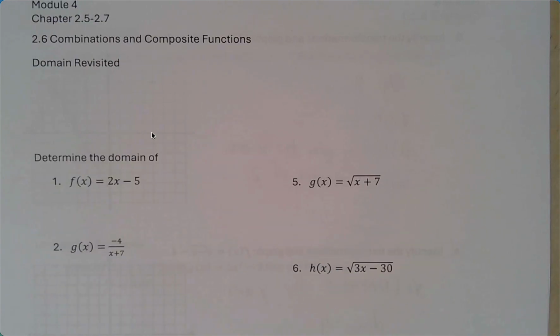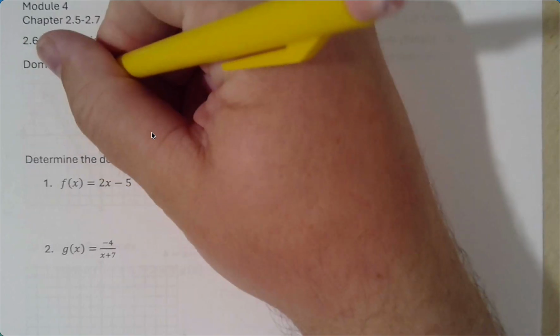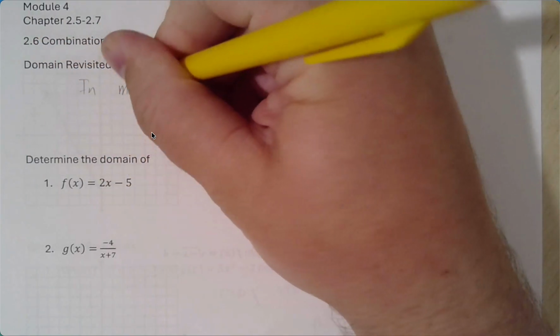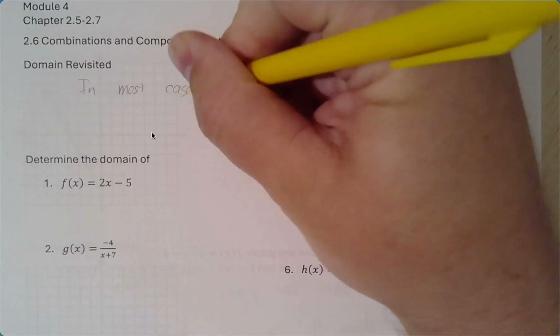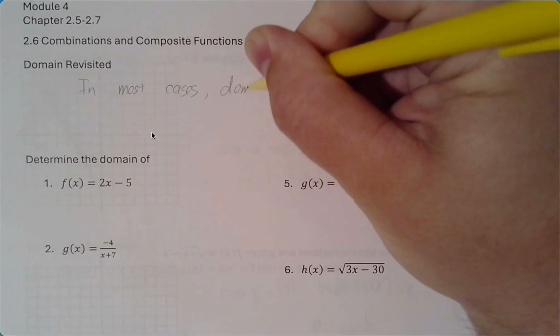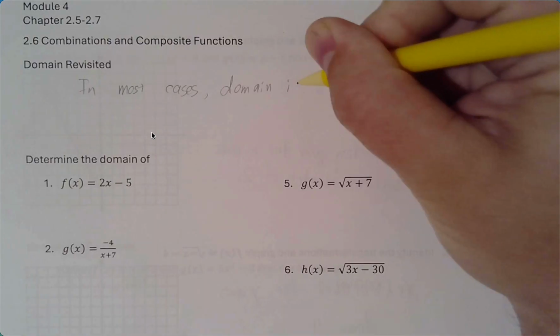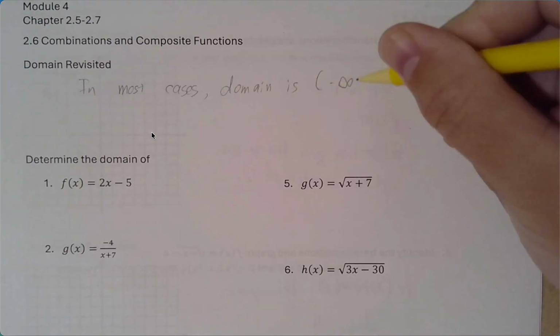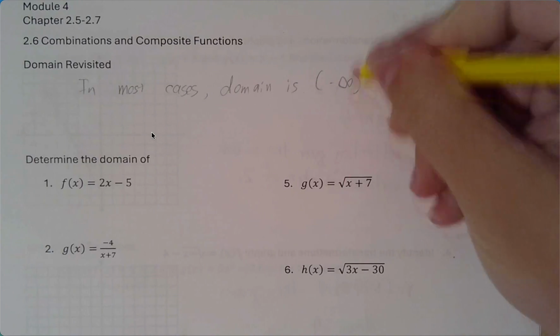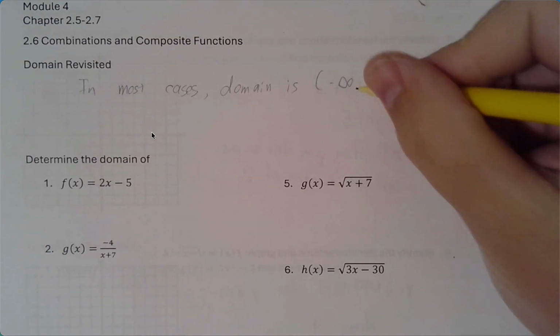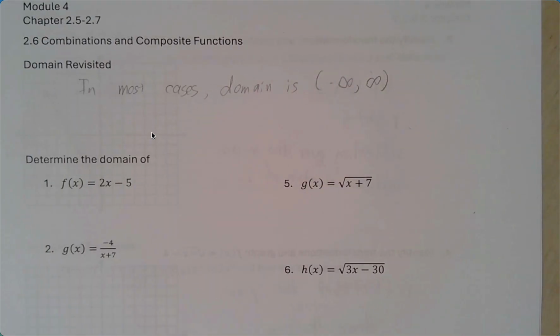All right, and then we get to 2.6. For 2.6, the main idea is we're going to be relooking at domain and being a little bit more specific, but some of these instructions are still a little more vague. But let's start here. We're going to start by saying, in most cases, domain is negative infinity to infinity. Negative infinity to infinity. So really, that's going to be your answer for a lot of these.